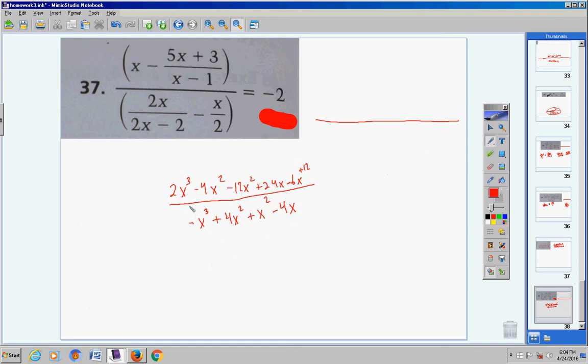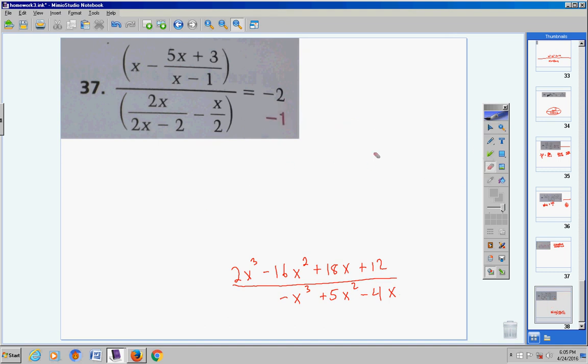Alright, here we go. Up top I have 2x cubed. And then for my x squareds I have a negative 4 and a negative 12. It's negative 16x squared. Then I have a positive 24 and a negative 6, is positive 18x. And then a positive 12. In the denominator I have negative x cubed. Positive 4, positive 1, that's positive 5x squared. And then negative 4x. So there we go. So, wow. More than likely I made a mistake somewhere, but I hope that I haven't.